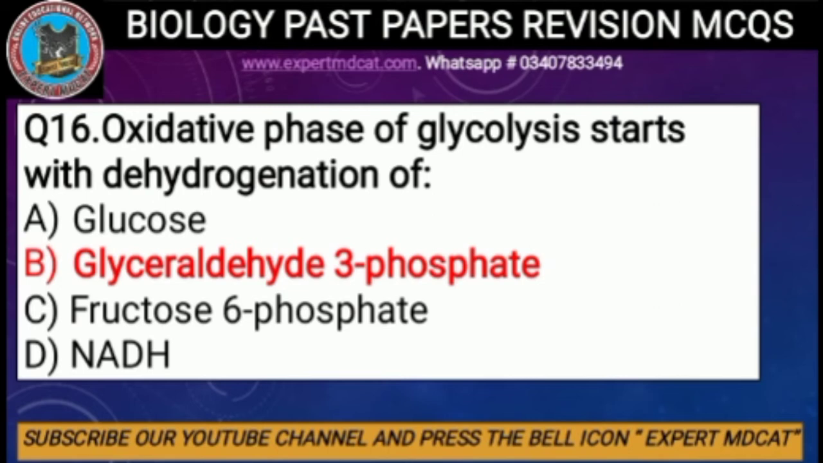Actually, glycolysis involves two phases, the preparatory phase and the oxidative phase. The oxidative phase starts with dehydrogenation of glyceraldehyde 3-phosphate. So here the correct option is B.